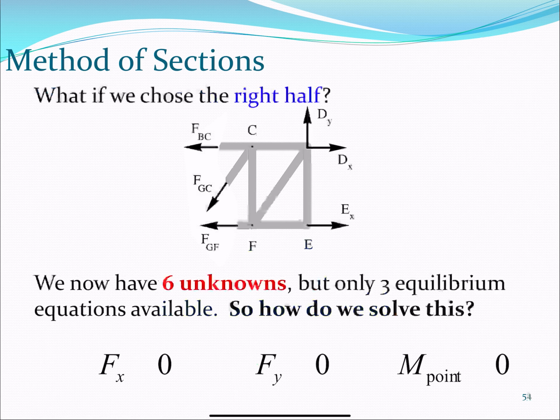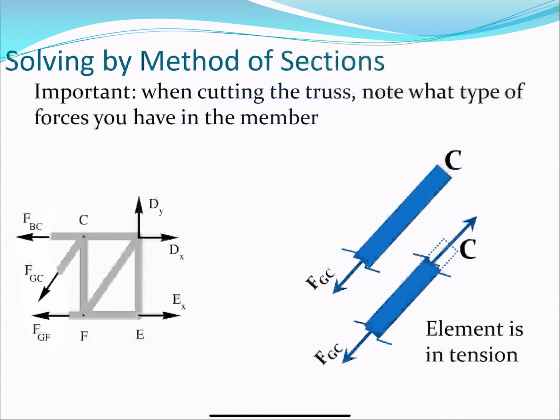So what if we choose the right half? Let me just put here our sums. How many unknowns do we have? We have 1, 2, 3, 4, 5, and 6. Six unknowns, but only 3 equilibrium equations. So we cannot solve for that half. So it's a good idea to choose the half in which you have an equal number of equations and unknowns.